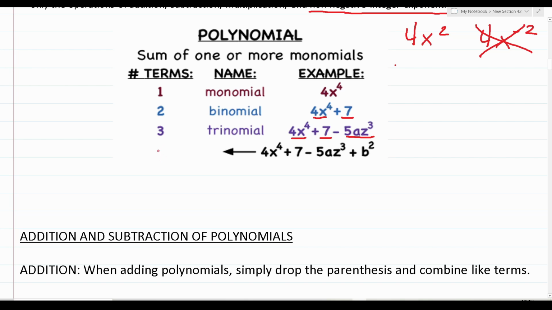And a polynomial that has four terms, such as 4x to the fourth plus 7 minus 5az to the third plus b. Again, here's our four terms. 1, 2, 3, 4 is called a quadrinomial. All right, so again, if you ever see these terms, monomial, binomial, trinomial, quadrinomial, that's just telling you how many terms there are in a polynomial. There's nothing more to it than that.